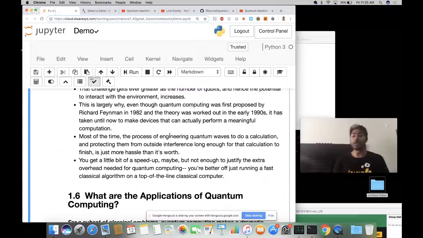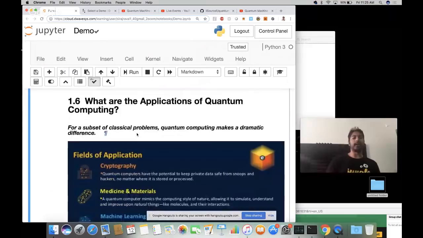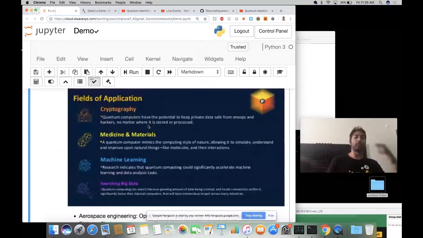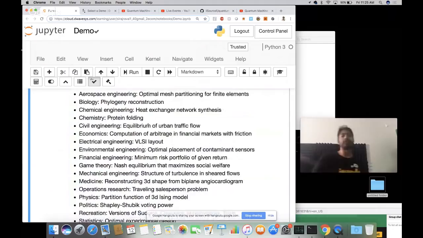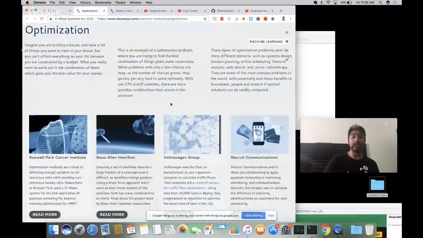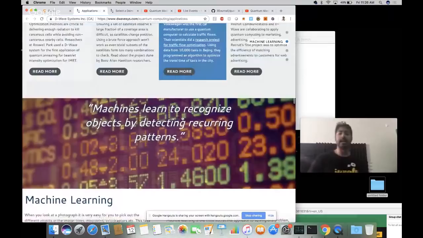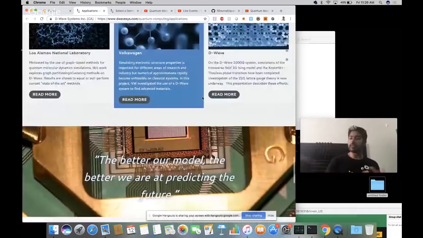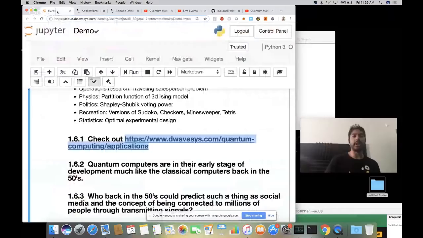So what are the applications of quantum computing? Now, there are a lot. These are being used in production. So from cryptography to medicine to obviously machine learning, searching in big data sets. And I've actually got a giant list here for different industries and how quantum computing can be used to solve problems in these industries. So definitely check this out. Even D-Wave has this great landing page that shows their clients and what they're using quantum computing for. So from Volkswagen, Booz Allen, recruiting, NASA's using it, material simulation, like I said, like Feynman envisioned, Monte Carlo simulations, things like that.